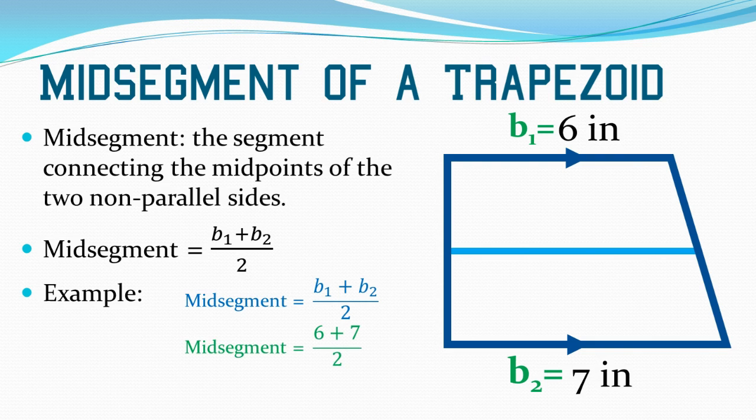I'm going to substitute them in. Base 1 is 6, base 2 is 7. And now I can just plug and chug. 6 plus 7 is 13. 13 divided by 2 gives me 6.5 inches. We're really taking the mean average of your 2 bases.